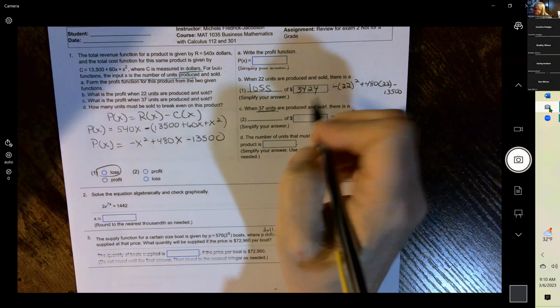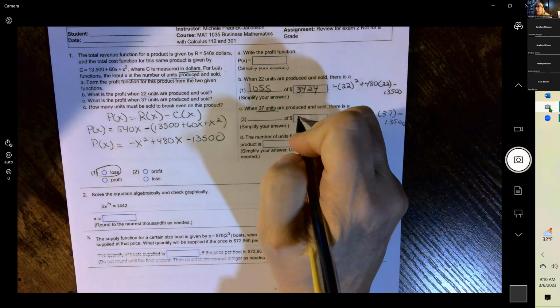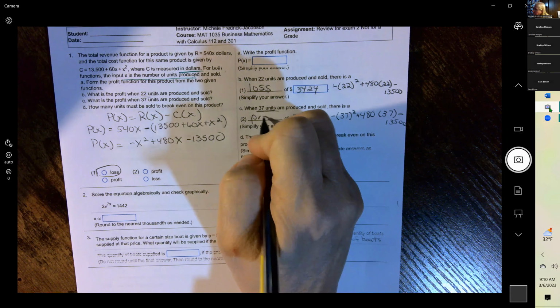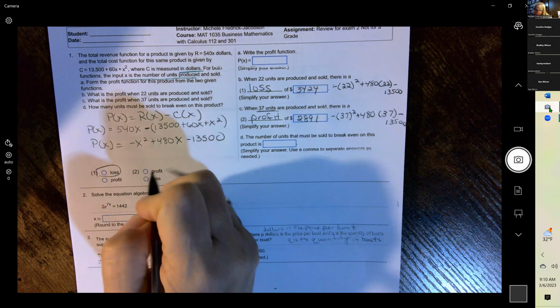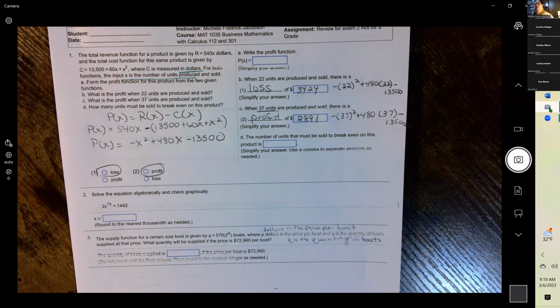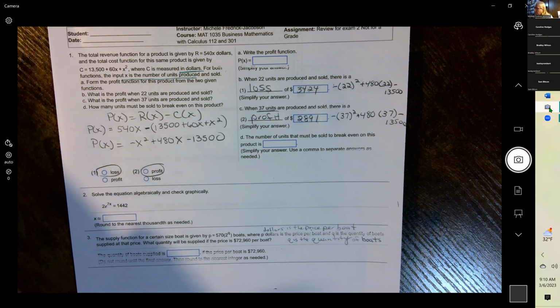And this one, did you get a positive 28.91? Because it's positive, it's a profit. Any questions so far? How do you determine if it's a profit or a loss?